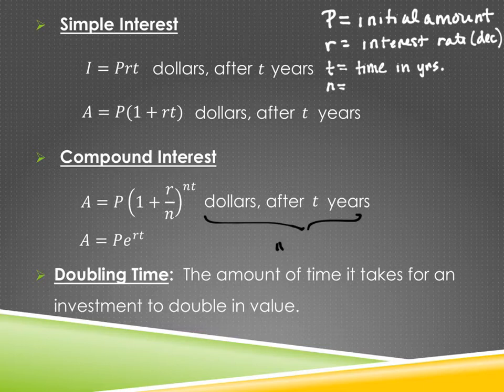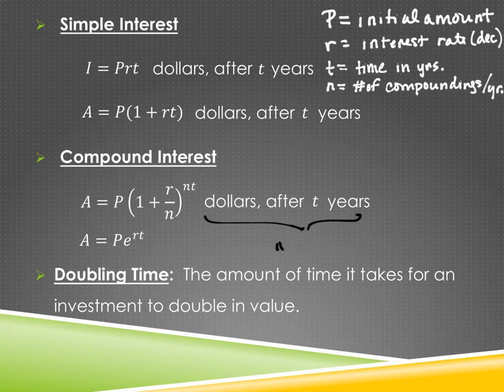N is the number of compoundings per year. So if something says annually means one time a year. Semi-annually means 2 times a year, right? Think semi-annual sales, department stores, things like that. Monthly means 12 times a year. Quarterly would be 4 times a year.